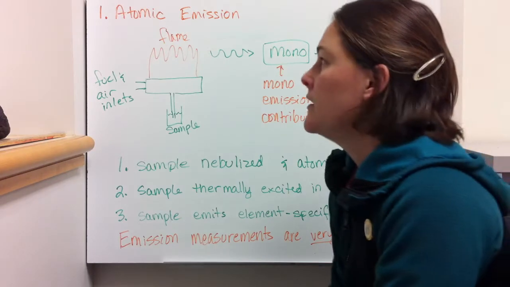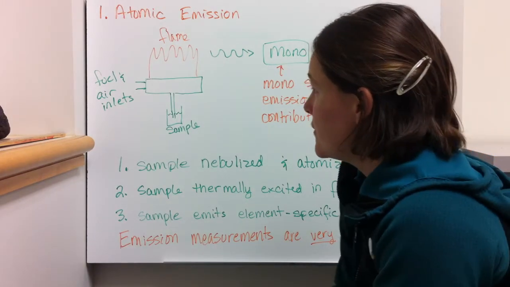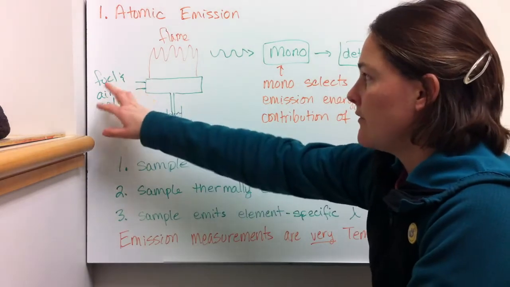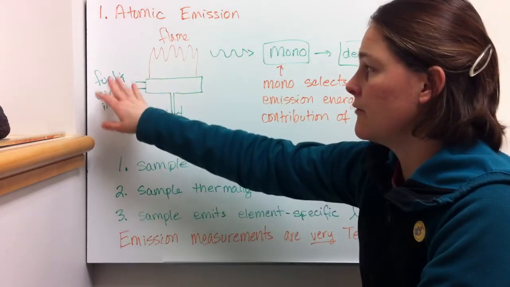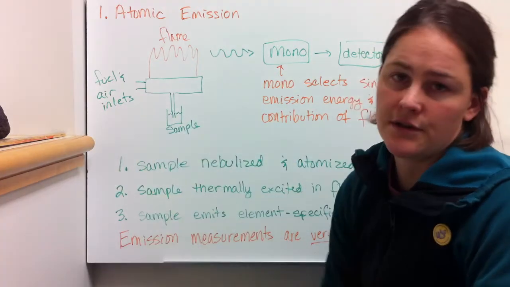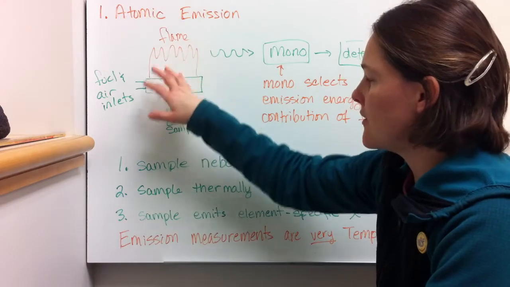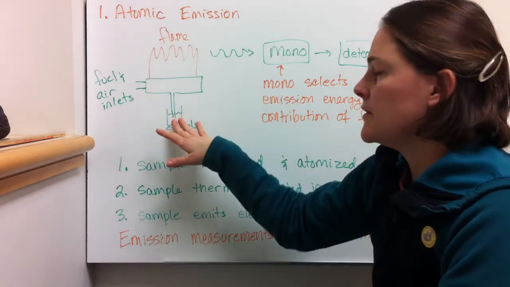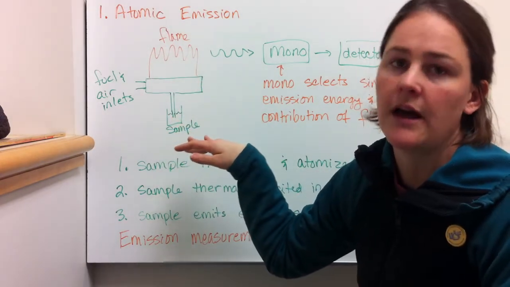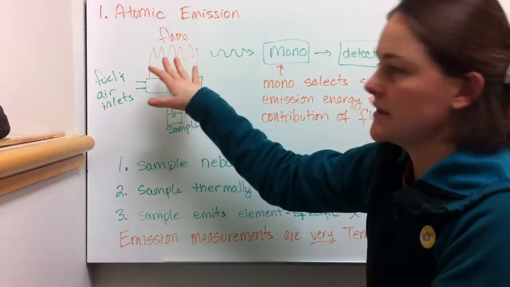Alright, so the first geometry that we're going to talk about is atomic emission. Basically, you have a flame, where you have fuel, which is usually acetylene, and an oxidant, which is often air, but it could be nitrous oxide, coming in and generating a flame. And you have your sample that's aerosolized or nebulized and atomized and going into the flame.